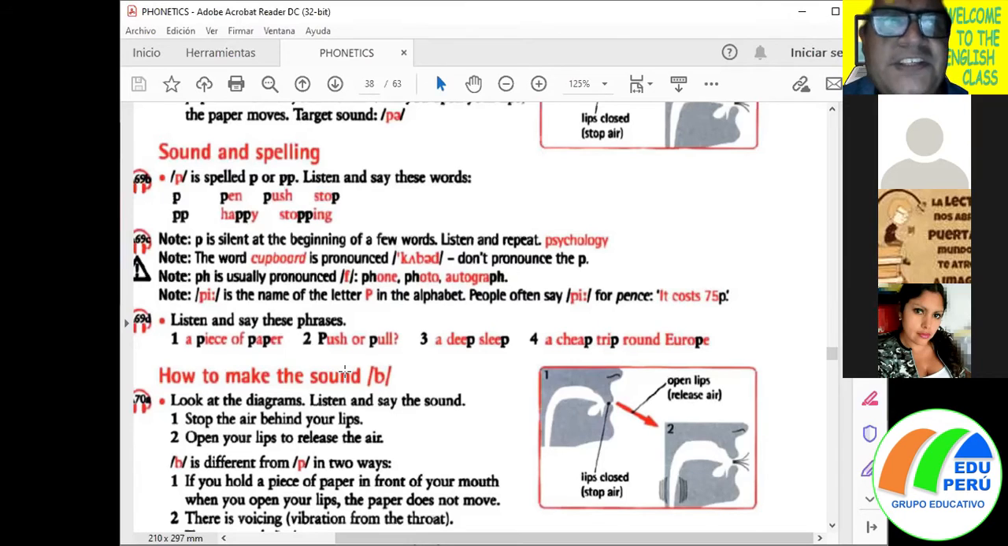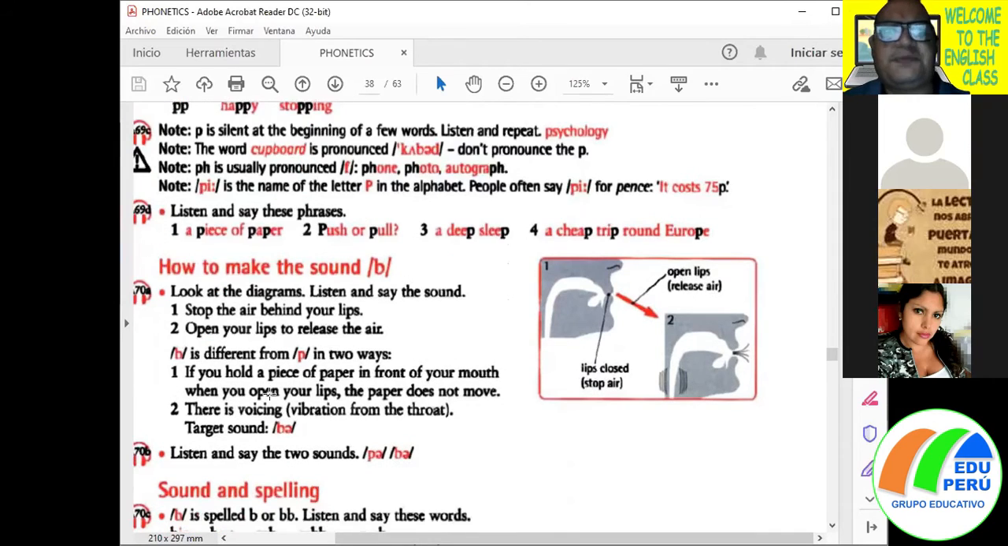Let's pass to the phrases. One, a piece of paper. Two, push or pull. Three, a deep sleep. Four, a cheap trip round Europe. A cheap trip round Europe. So this is the sound P. Remember, this is the sound P. Now, let's pass to the second sound.